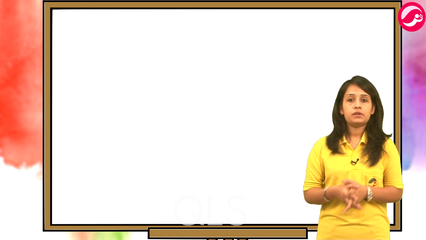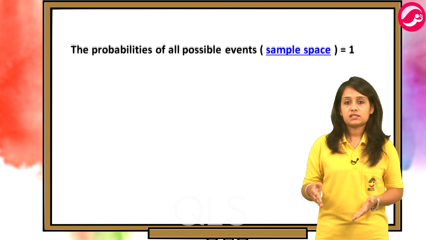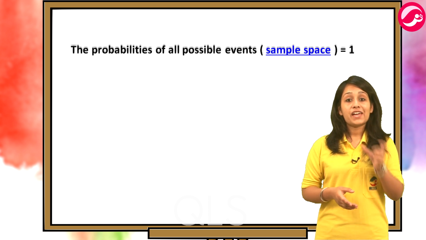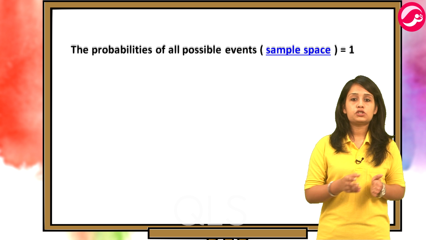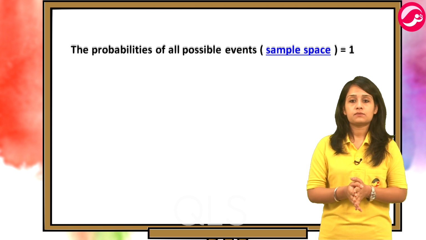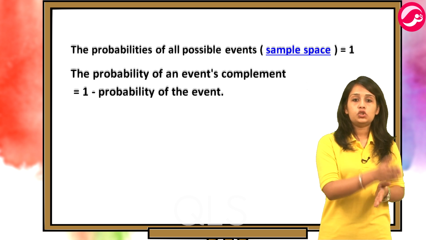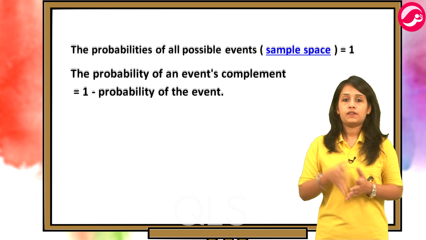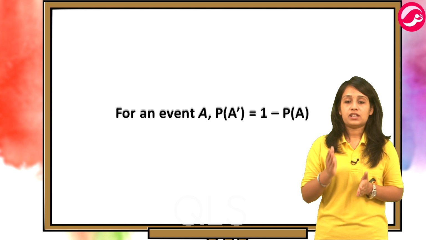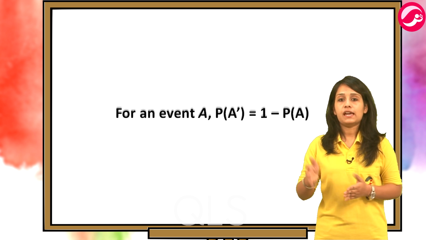In a random experiment, the probabilities of all possible events, which is called the sample space, must total to 1. That is, some outcome must occur on every trial. So, for two events to be complements, they must together fill the entire sample space. Therefore, the probability of an event's complement must be unity minus the probability of the event. That is, for an event A, probability of A dash, that is not A, is equal to 1 minus probability of A, which is P(A).